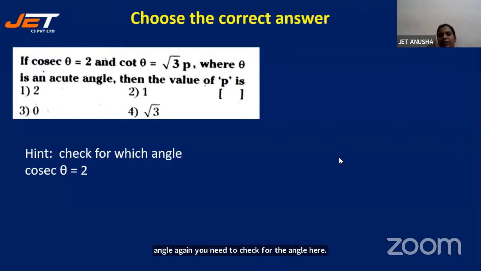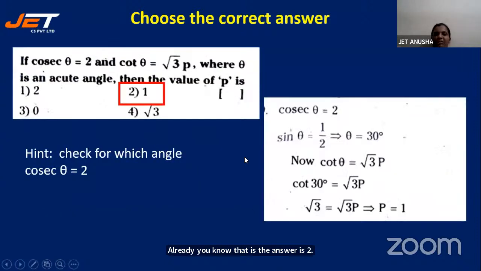So let's see who will give me the correct answer. Option 2: Murali 2, Gayatri 2, Rohini 2. Almost everyone is giving me the answer as 2. So let's see what is the correct answer. Already you know that the answer is 2. Almost everyone gave me the correct answer.